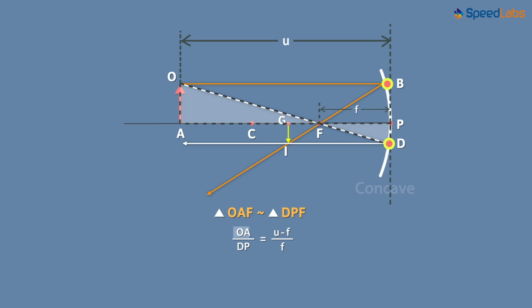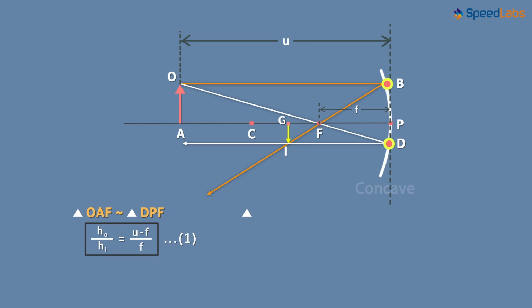And what are OA and DP? They are the heights of the object and the image. Let's denote them with HO and HI. We're not done yet. This is not the formula that we're looking for. Let this be equation 1.